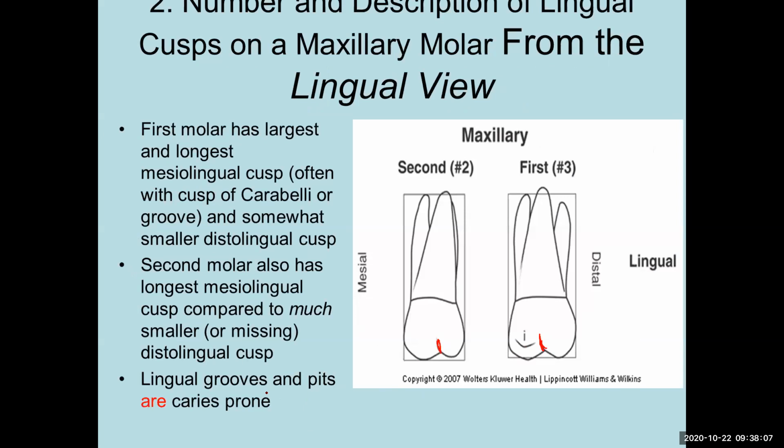Is that because of brushing, right? It's easier to brush on the front side, on the buccal side, than on the lingual side for people. Probably. Yeah, but it's also the anatomy of the tooth. It's a deeper groove. And when we talk about the mandibular molars, it's going to be the reverse. The mandibular molars are more caries prone on the buccal than on the lingual. That's why I'm emphasizing this. Okay. Thank you.